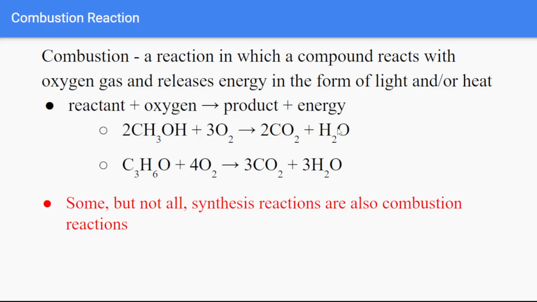So sometimes these reaction types aren't that simple, and sometimes a chemical reaction might be composed of several different reaction types.